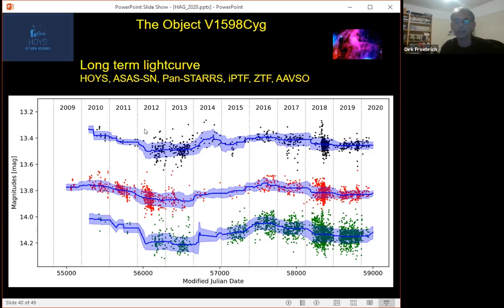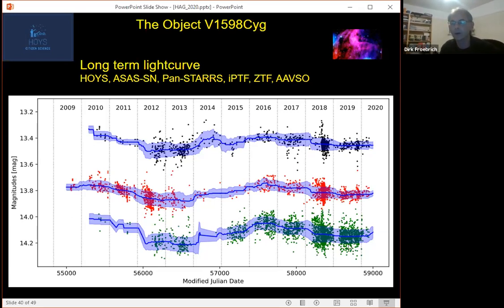And why do we do HOYS if people have done this before? It turns out the red data is from one survey, the green is from another, the infrared from another one, or an accumulation of loads of catalogs. So our data is actually much better. It's all in the same place and homogeneous. And one thing you see is that this star shows long-term variability. Every 6 years, there seems to be some kind of up and down here. And there also seems to be a lot of scatter.